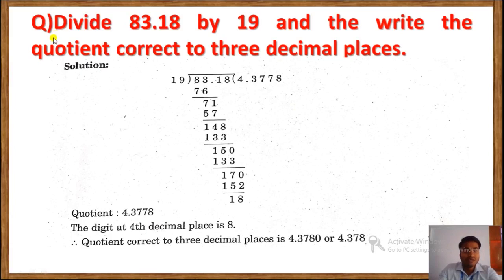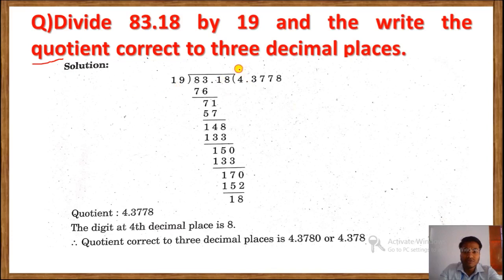So now here we have one question. Divide 83.18 by 19 and write the quotient correct to 3 decimal places. So according to this question, first we have to find out the quotient. Then we have to round off to 3 decimal places. Okay, so let's solve this. First we will divide by 19.